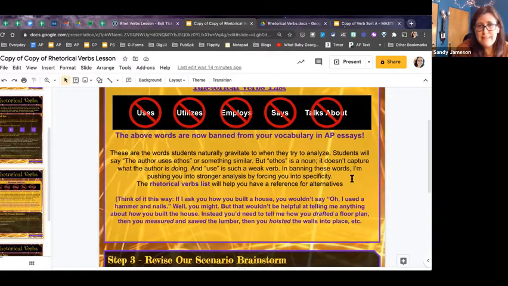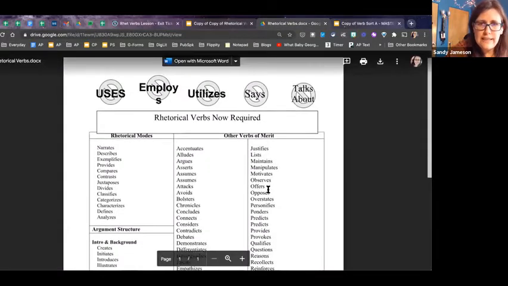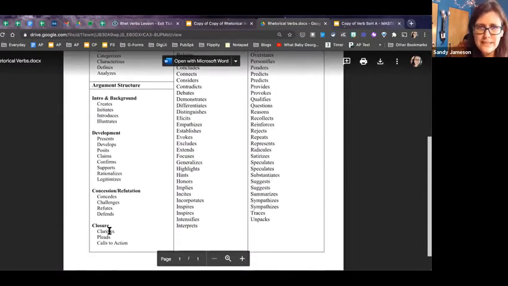This rhetorical verbs list is going to help you. It's going to be a reference for alternatives while you're writing. So here is a copy of the list, and you'll see that this is basically just a list of those verbs we did in the sort.